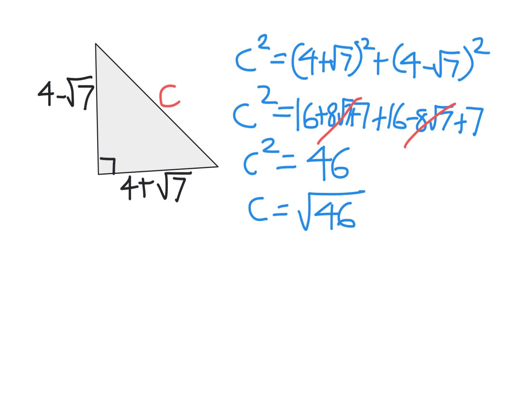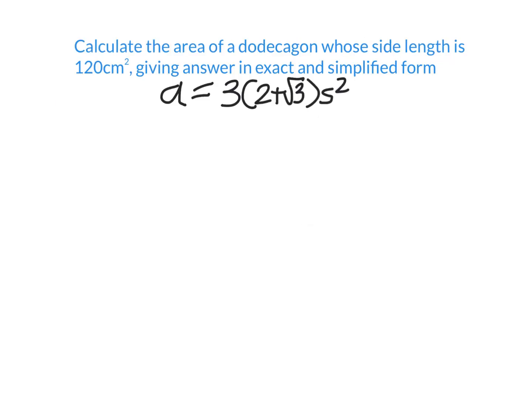All right, let's look at some harder questions now. So let's calculate the area of a dodecagon whose side length is 120 centimeters squared, giving the answer in exact and simplified form. Okay, I'm going to be honest. This is just an A-level question because it takes a hell of a lot of steps, as you'll see. Now, you can probably guess this is our formula for area of a dodecagon and the area is 120, all I'm going to do is rub out A and replace it with 120.